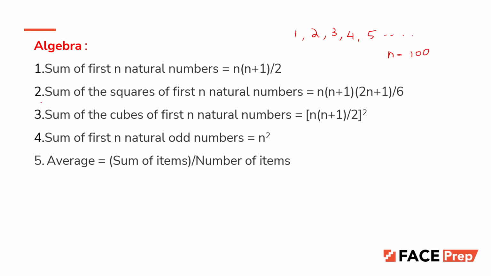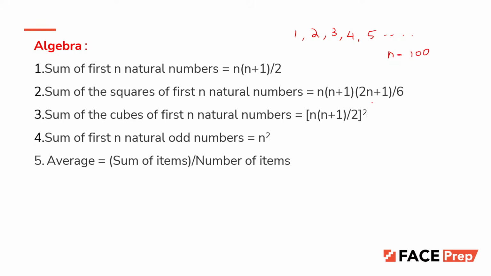The next formula given here is the sum of the squares of n natural numbers. It is n into n plus 1 into 2n plus 1 by 6. This is the formula for the sum of squares of the first n natural numbers. Even if I take any numbers, if I want to identify the sum of the squares, we may use the formula n into n plus 1 into 2n plus 1 by 6.